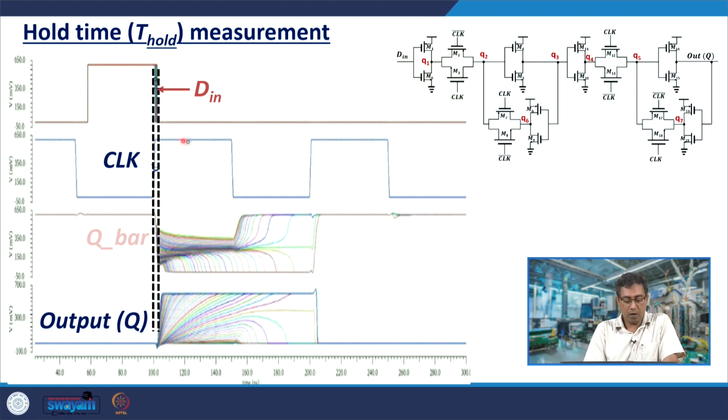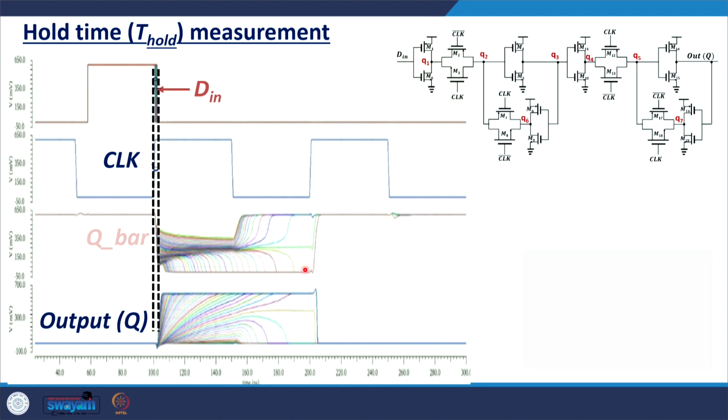So, after the clock, the D in is changing and that is changing Q bar, but it is getting restored. But if the value of Q bar touches the metastable point, if it changes so much, then there is a large time after which it is restored and it can be restored randomly to either VDD or 0. So, this is a hold time violation.